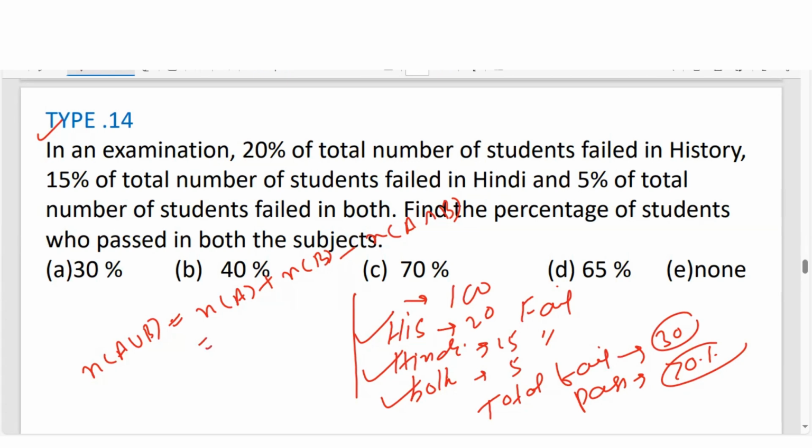If 20% fail here, then how much pass? 80. If 15% fail, then how much pass? 85. And if 5% fail, then how much pass? 95. So how much are we getting? 165 minus 95. That is 70.